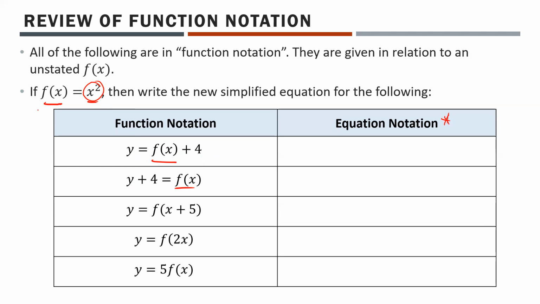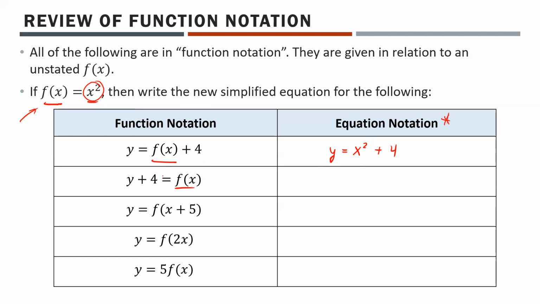Since this question told us that f of x is x squared, all we need to do is just replace f of x with what we know f of x is equal to. In other words, x squared. So from function notation, which is more general, to equation notation, we would write that as y is equal to, instead of f of x, we'd call that x squared, and then plus 4. Hopefully you're with me so far.